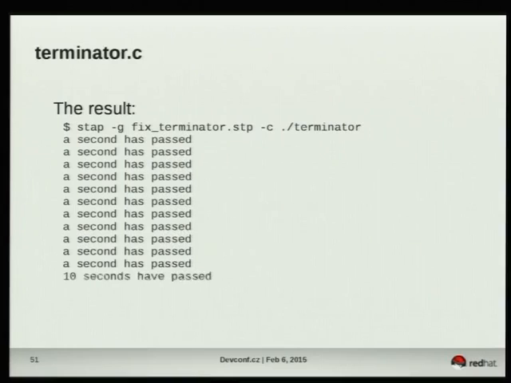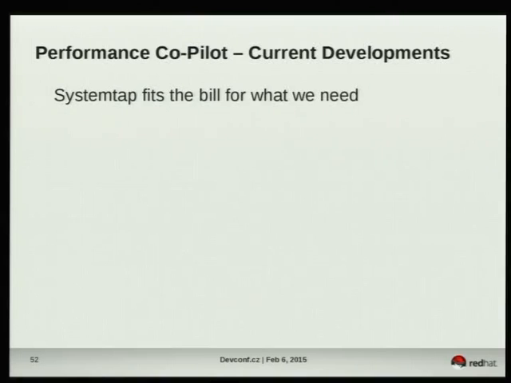And after 10 seconds have passed, the Terminator has been stopped. So SystemTap fits the bill for something like calculating network latency in the kernel. Right? We can grab context information. The thing is, it also has malleable output, so we can fit it to something we might expect, say in Performance Copilot.